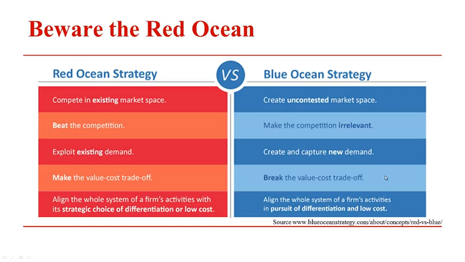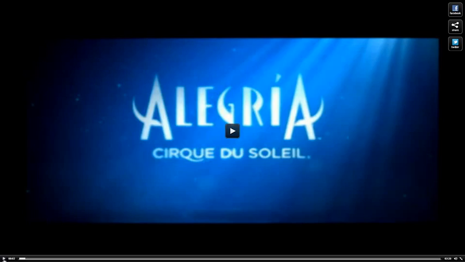Within blue oceans, there is an element of breaking the value cost trade-off. And what we mean by that is, are there things that we can do to differentiate and operate at a lower cost? So rather than it being an or situation, it's an and situation if we want to provide value. And we also want to think about how we can cut costs that do not contribute to the overall value that we're targeting.